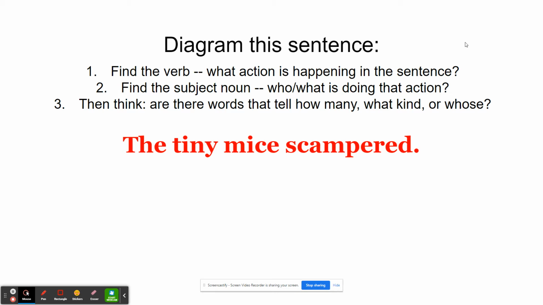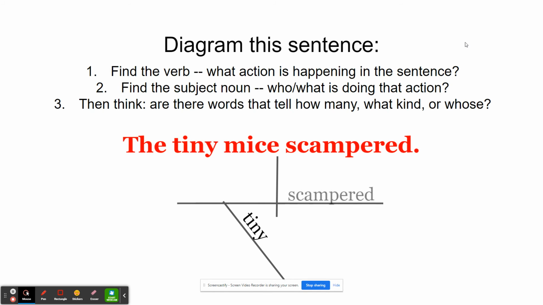Right? Remember, a and the are all articles. They're noun markers. They tell you a noun is coming in the sentence. So scholars, they always go under the noun, right? Telling you that there's a noun coming up. The tiny mice scampered. Erase that one.